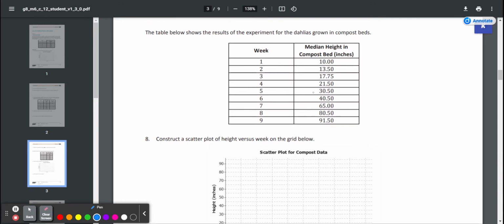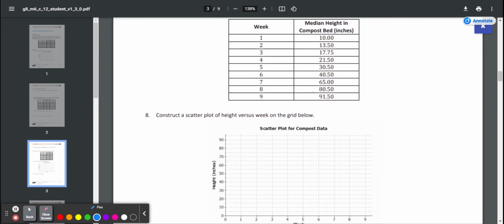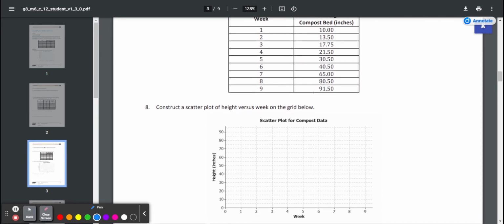So the next part of this is they want us to take a look at the compost bed. The compost bed is the one where we're going to have to really focus. So I'm going to construct and talk about the scatter plot. We're going to take week 1 at 10, week 2 is 13.5, week 3 is at 17.75, week 4 is at 21.5.